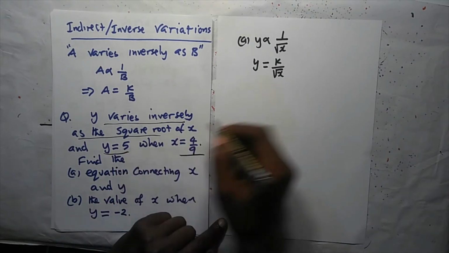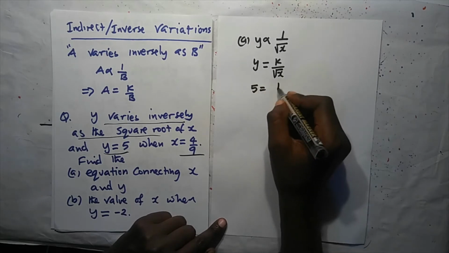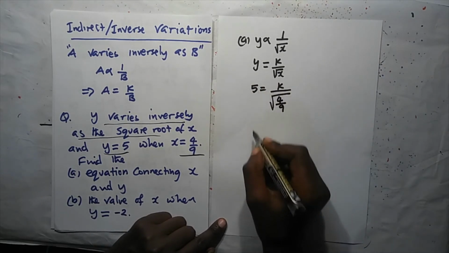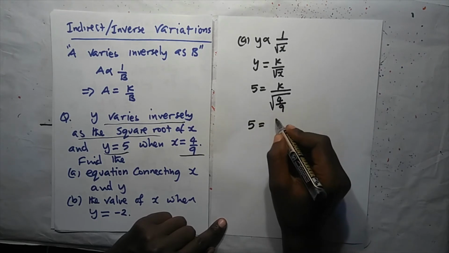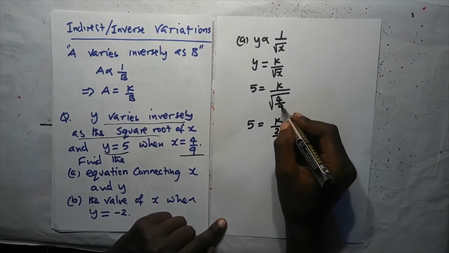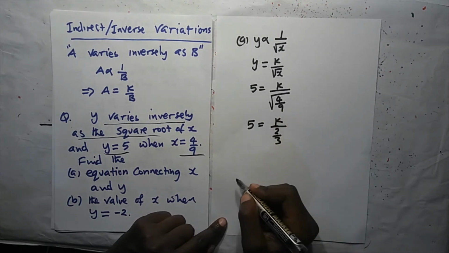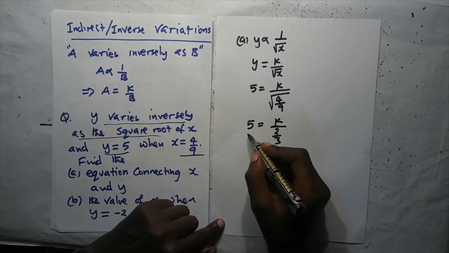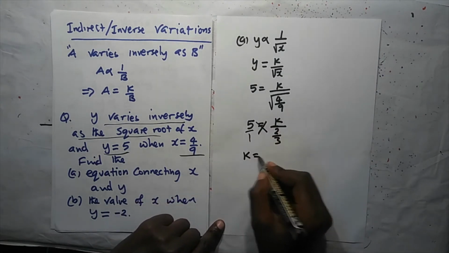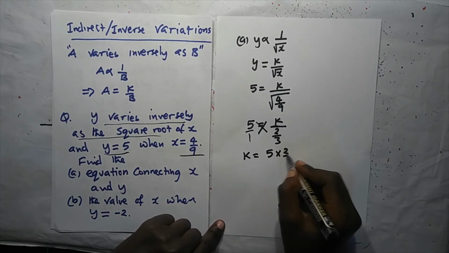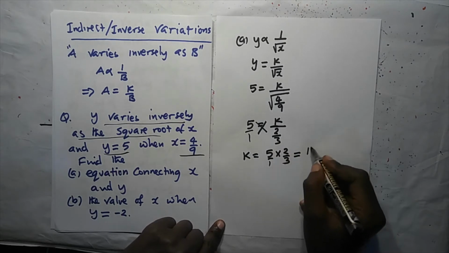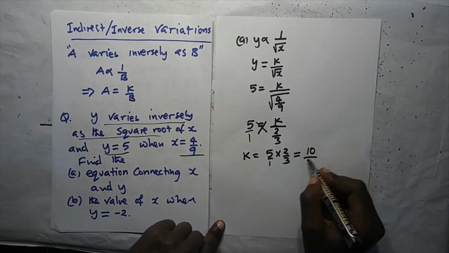Okay, so y will be 5. We are going to have 5 is equal to k over the square root of 4 over 9. So this will give us 5 is equal to k over the square root of 4 is 2, the square root of 9 is 3. Okay, so when we reach this stage now, we can cross multiply. So this is over 1, then we cross multiply. So here we are going to have k is equal to 5 times 2 over 3, which will give us 5 over 1 here. 5 times 2 is 10, and 1 times 3 will give us 3.